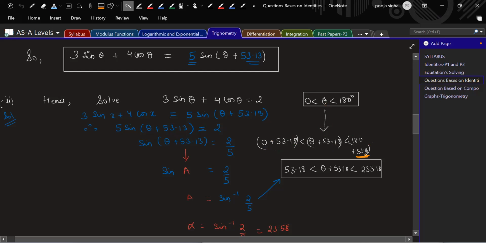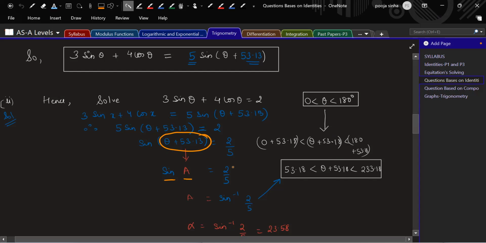Yeah. Correct. Now this is your new range for theta plus 53.13. Okay. This is clear. So whenever you see such a case, this is the first thing that is expected from you. Clear? Okay. Now the next thing that you need to do, you have to consider this whole thing as A.